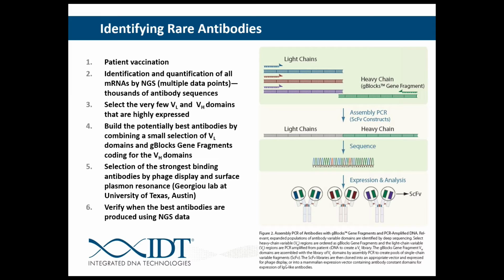proxy to determine when they're getting good antibody responses from vaccinations. This allows them to optimize vaccinations and also optimize the vaccine itself to generate the strongest antibody response possible. So a very nice use of next-gen sequencing and a combination of gBlocks to build, essentially build a better vaccine.